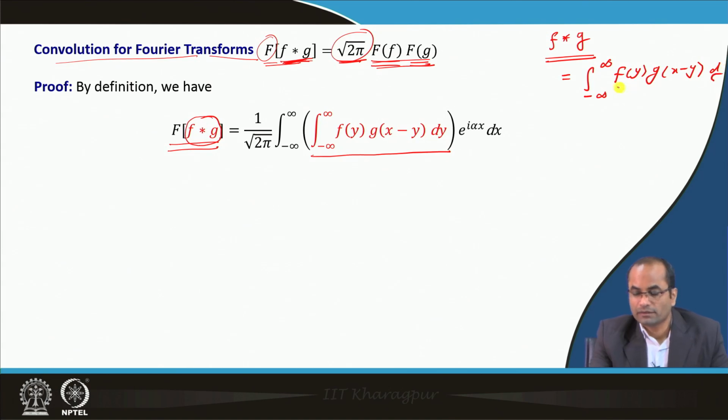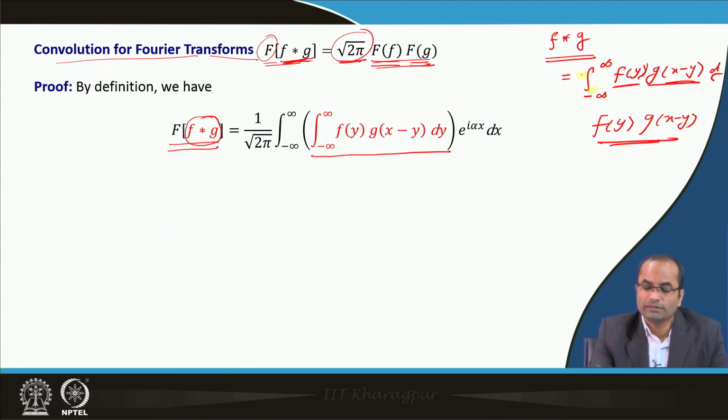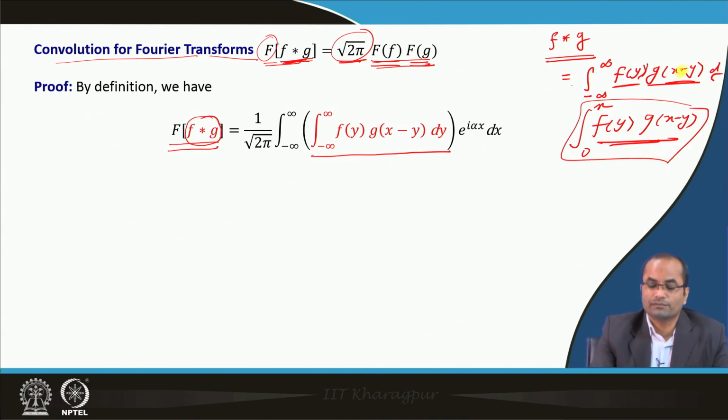The important property of the convolution is its integrand here. One is f(y), and the other one is g(x minus y). For the limits, here we are taking minus infinity to plus infinity, but sometimes we also take the limit 0 to x. For instance, while discussing the Laplace transform, we will take that definition, but for the Fourier transform, this is more appropriate.